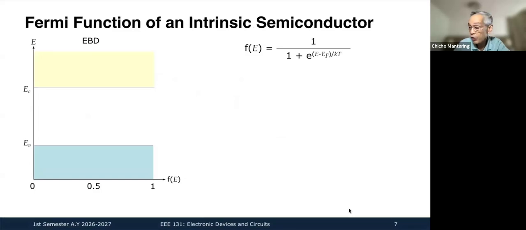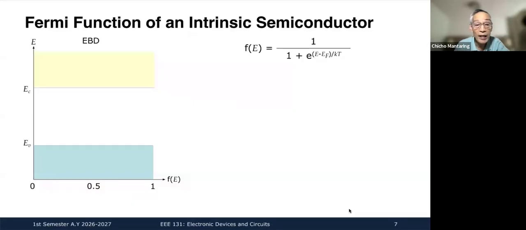Let us consider an intrinsic semiconductor. Ano yung ibig sabihin ng intrinsic? Pure semiconductor. Okay? This is your energy band diagram, and I converted the horizontal axis into our Fermi function. So this is the probability that that energy level will be occupied, and this is the energy level. The graph of energy level versus probability.